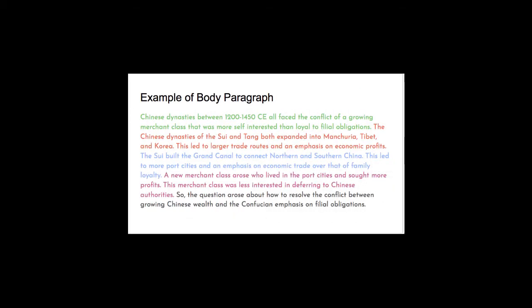Okay, so now let's look at a really good example of a body paragraph. So I've color-coded each section for you so that you can see each block. The first one is our topic sentence. Chinese dynasties between 1200 to 1450 CE all faced the conflict of a growing merchant class that was more self-interested than loyal to family obligations. Notice in this topic sentence we have a clear argument. The argument is giving us categories: merchant class, self-interest, and loyalty versus family obligations.